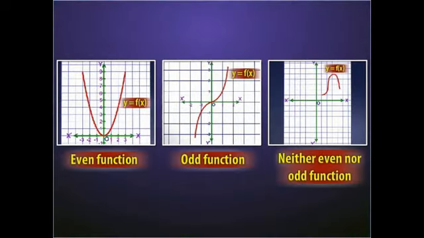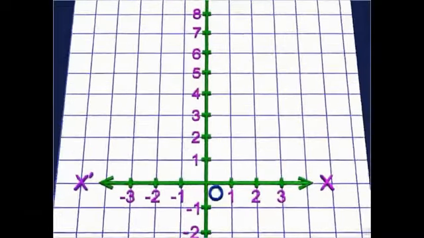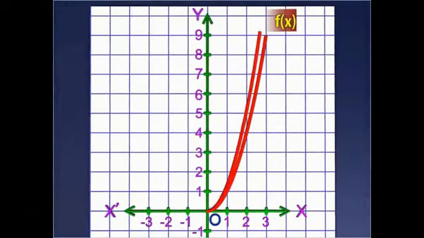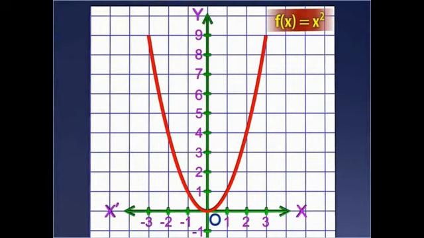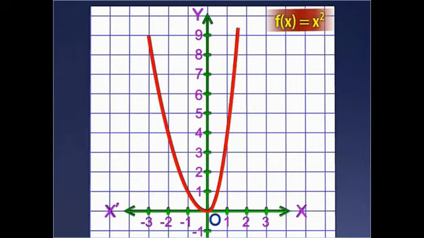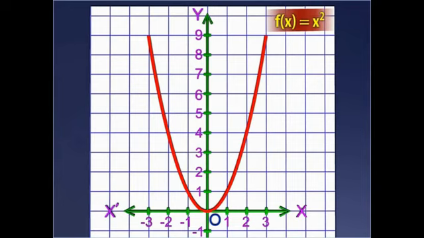Now, before we learn the definitions of even and odd functions, let us consider how they are represented graphically. Consider the graph of a function f of x equal to x squared. This function is symmetric about the y-axis, or you can say that the part of the graph on the left side of the y-axis is the reflection of the part on the right side. Such functions that are symmetric about the y-axis are called even functions.